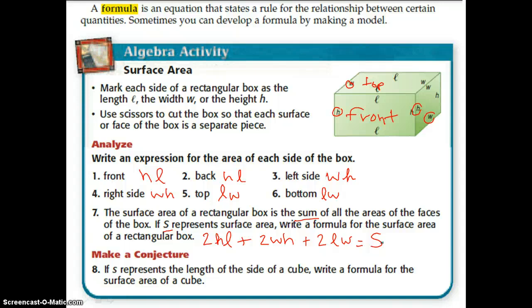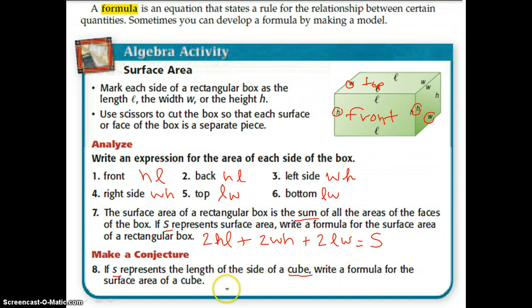So if that's the case, let's take a look at number 8. If S represents the length of a side of a cube. Now again, you have to think of what is a cube. It's a box with all sides being the same. Write a formula for the surface area of a cube.